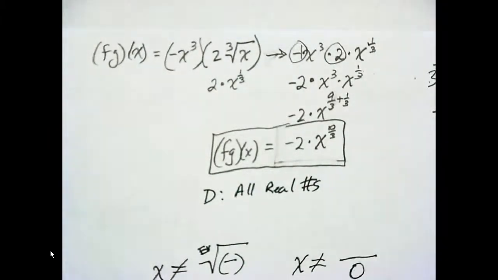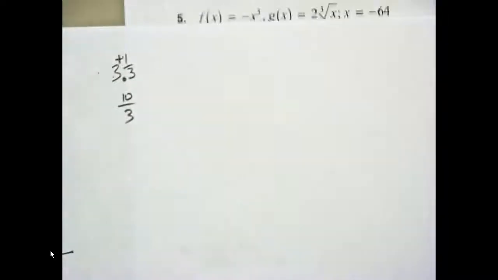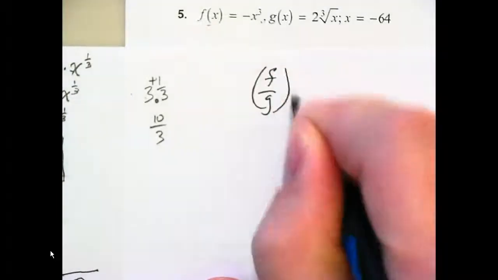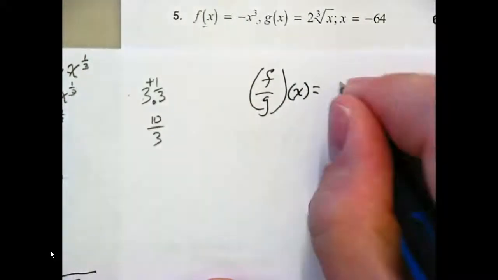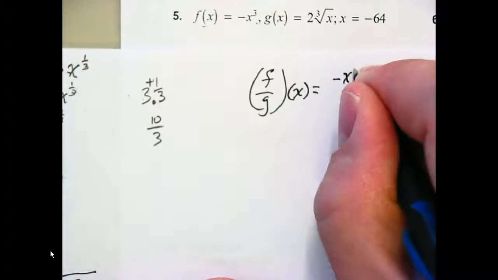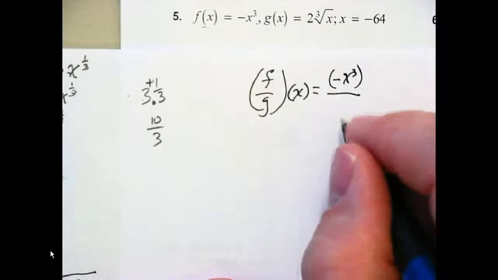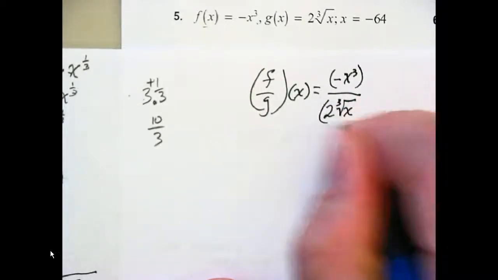Okay. The division piece, kind of the same idea. I want to walk through this one on the division as well. If I'm doing, okay, that's going to be negative x to the third over 2 cubed root of x.